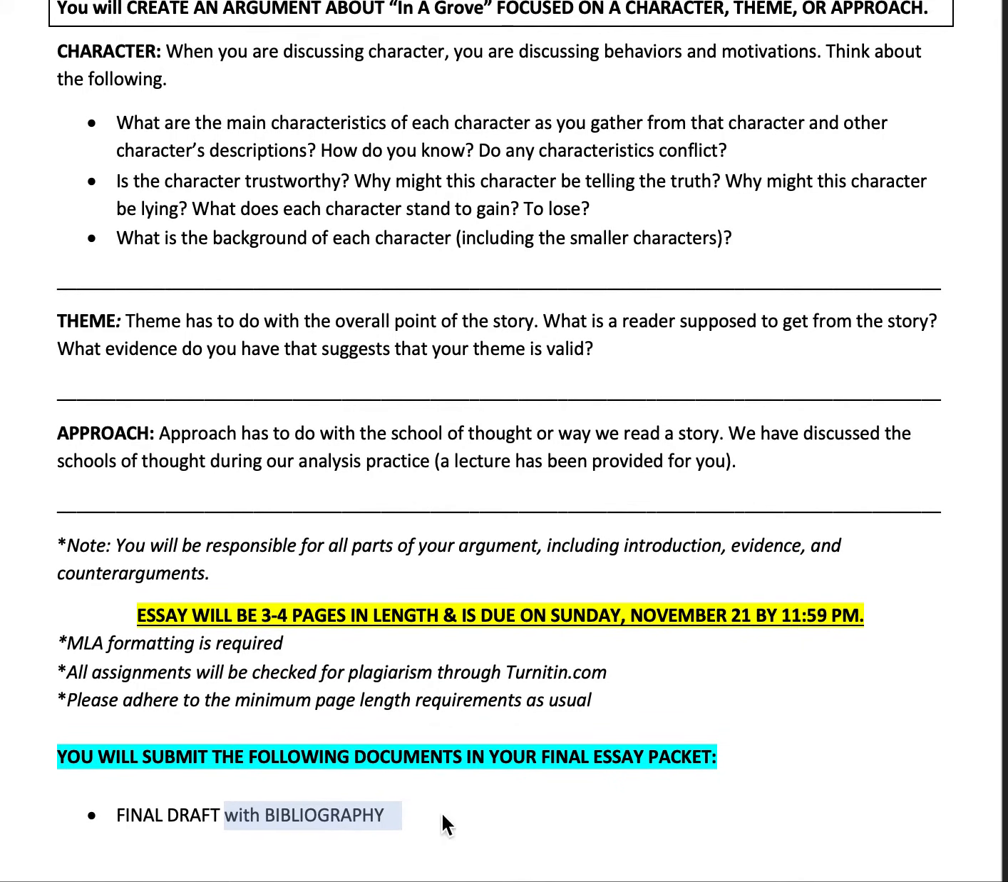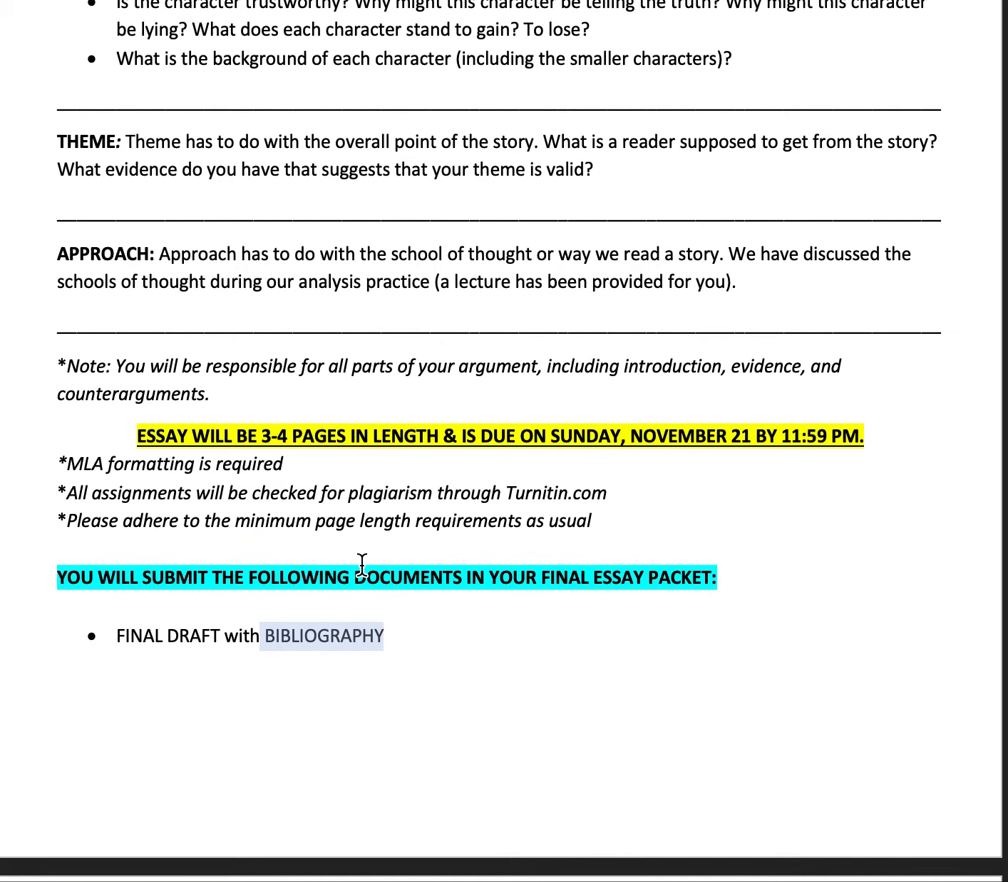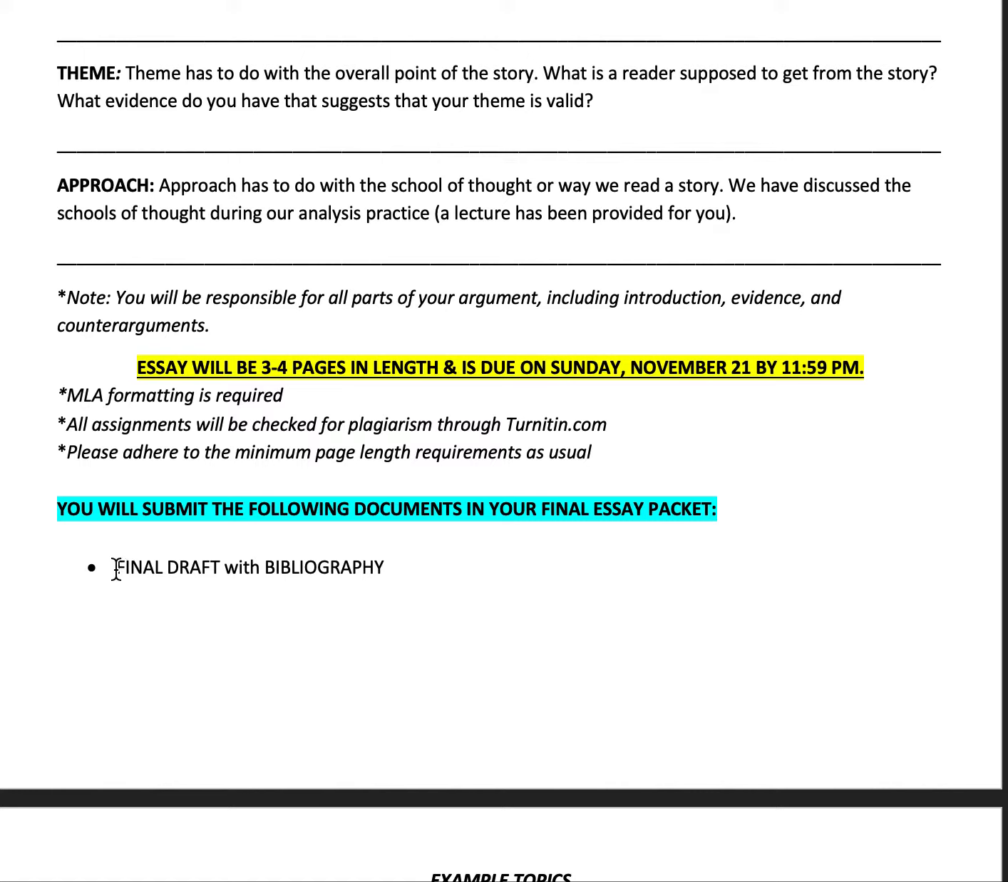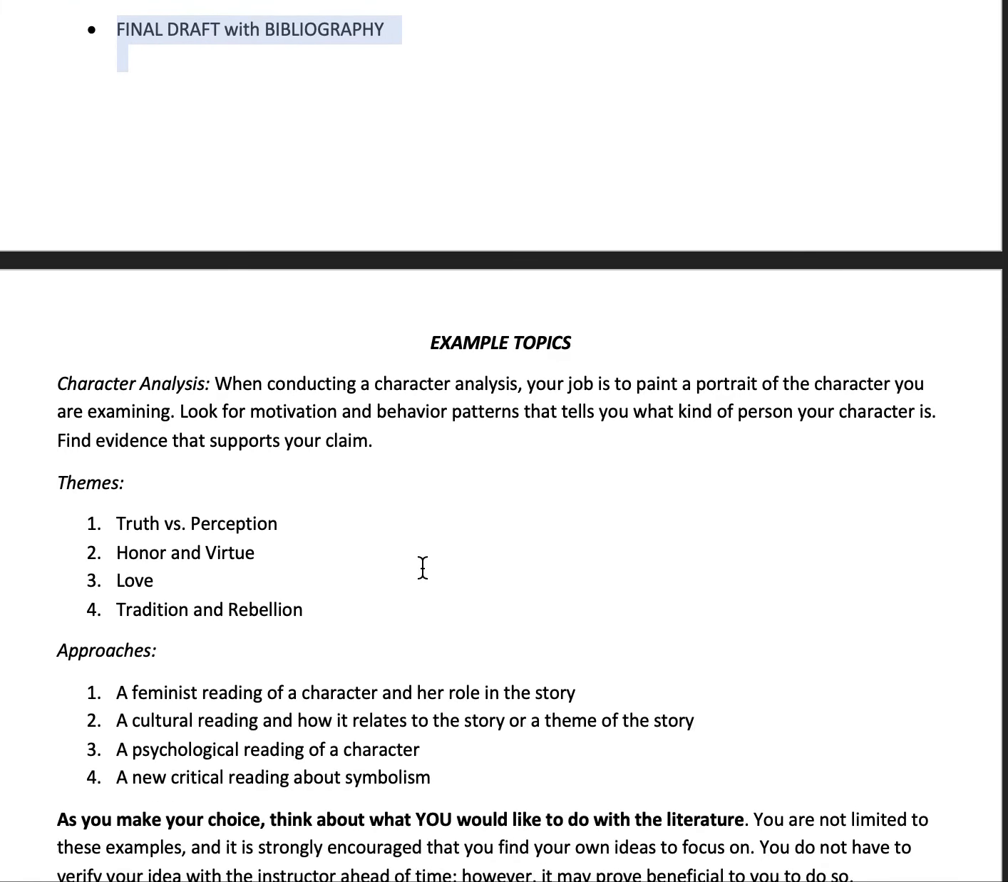No research is required. However, if you do research on the story and you find a source and you want to incorporate that, that's fine. Just make sure you include that on a bibliography. Otherwise, your bibliography should just have a citation for the short story In a Grove. And that's really going to be what you submit as a final draft of the bib.